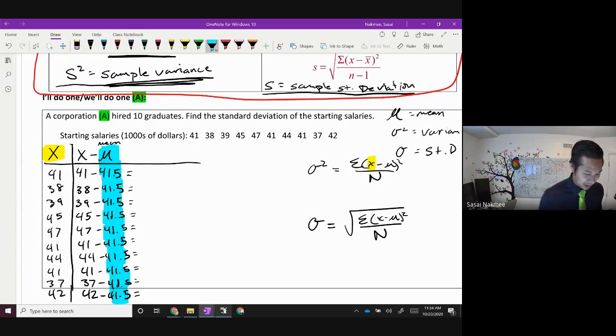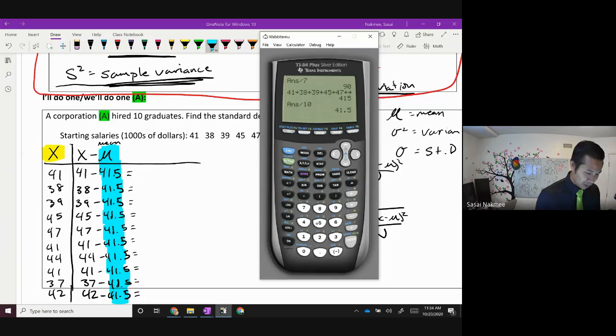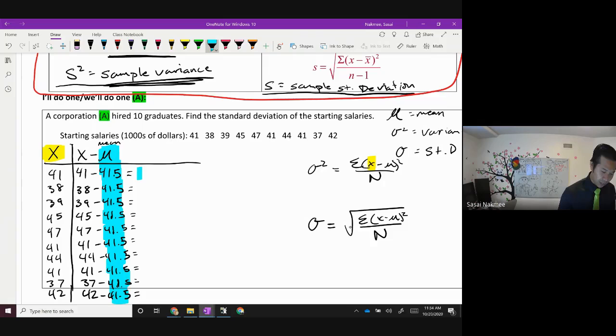All right, so let's do these calculations. First one up is 41 minus 41.5, which is negative 0.5. And I write that down.